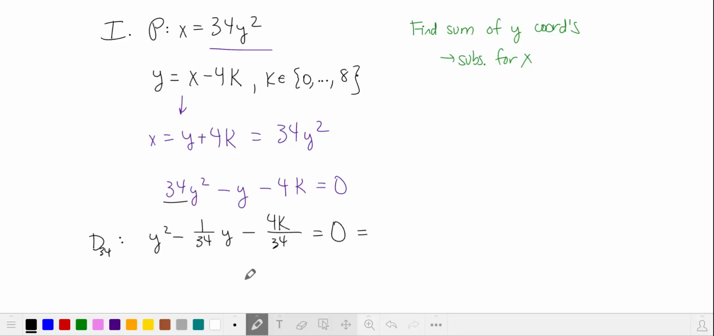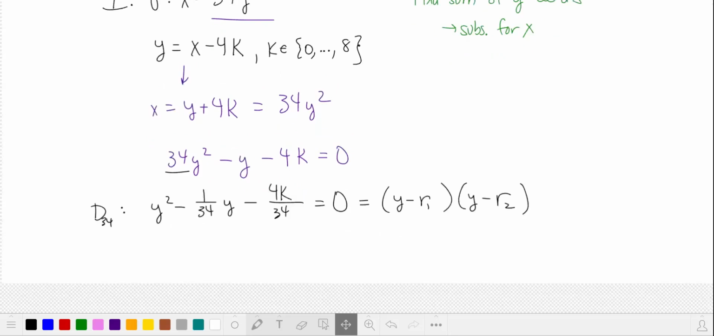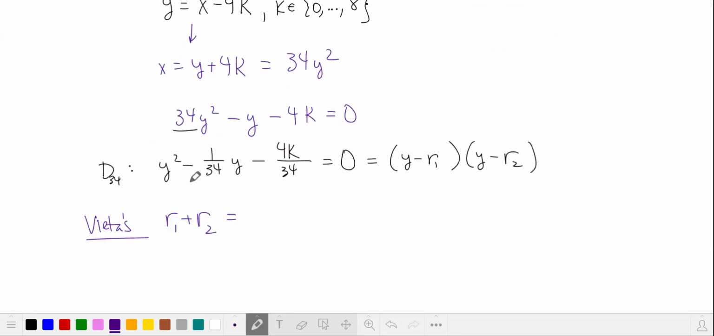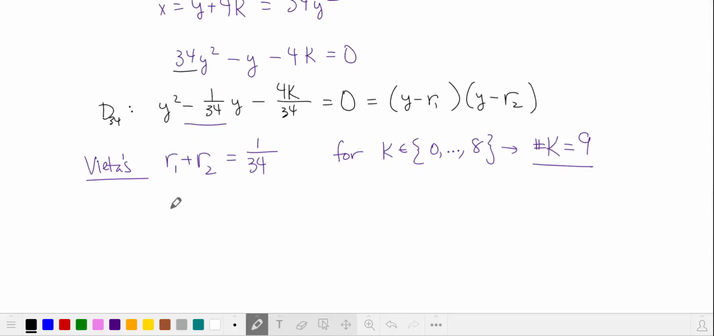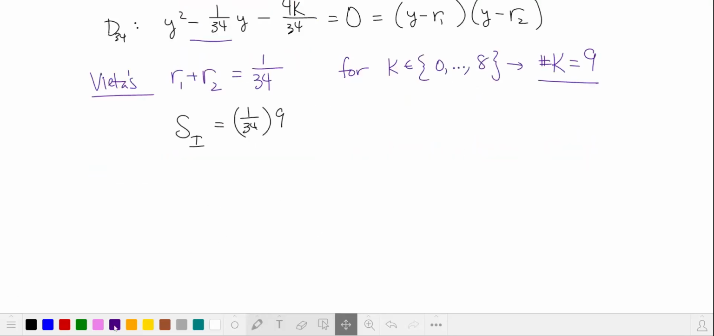The two solutions here for y are going to be the roots of the quadratic, and the sum of the roots is the negative coefficient of y, so that's 1 over 34. This is repeated for all these values of k from 0 to 8, and it's true for all 9 values of k. So the sum of the y-coordinates in case 1 is 9 times 1 over 34. Now let's go to case 2.